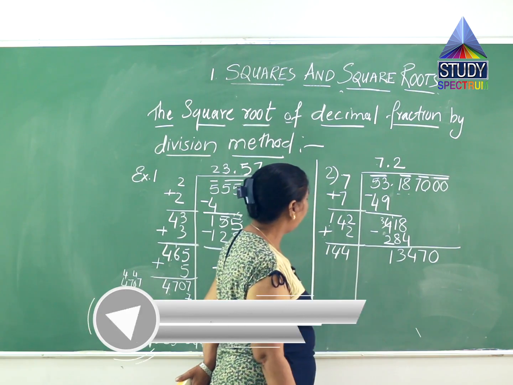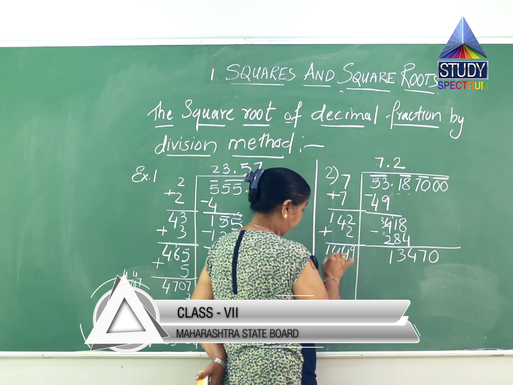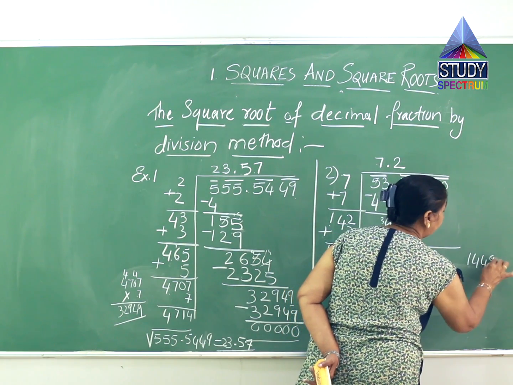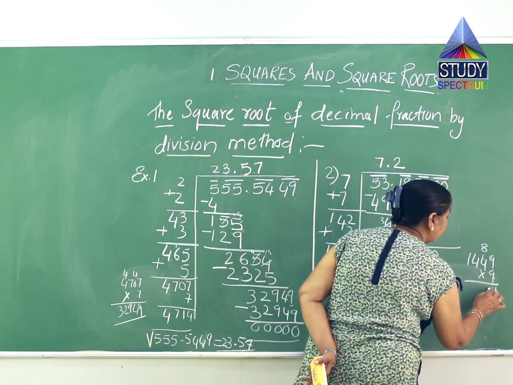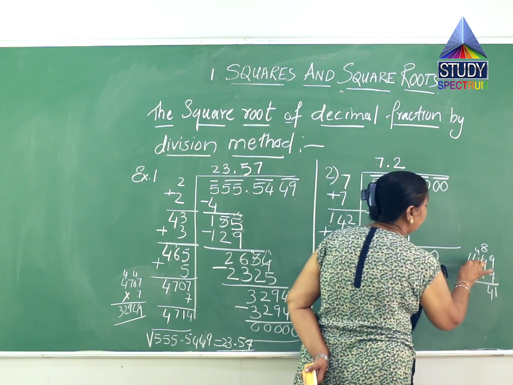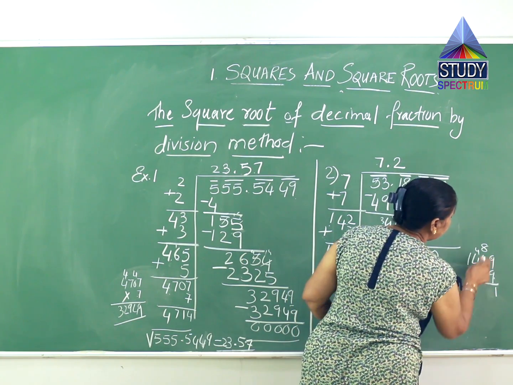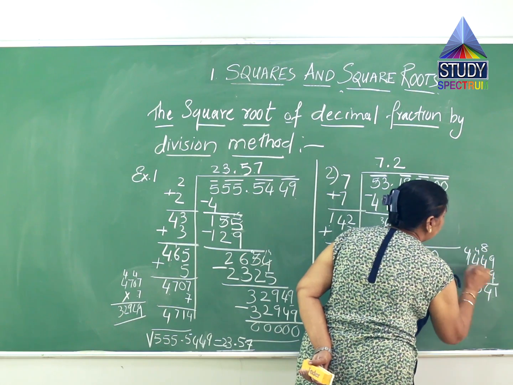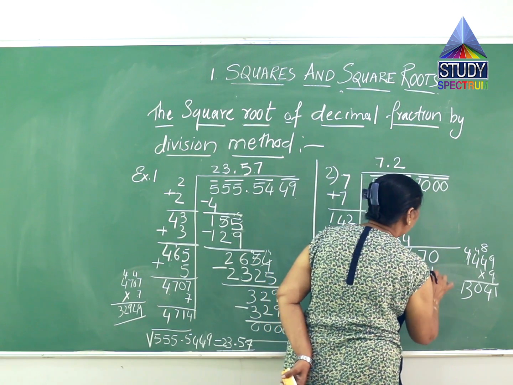Now it is 13,470. Again we have to see. Now if I put 9 over here and multiply by 9, let's see what we get. 1,449 into 9. 9 into 9, 81, 8 carry, 9 into 4, 36, and 8, 44, 4, then again 9 into 4, 36 and 4, 40, 9 into 1, 9 plus 4, 13. This gives me 13,041.